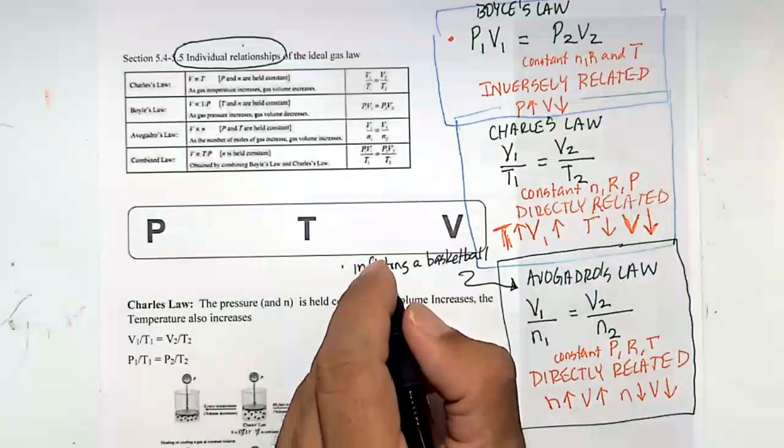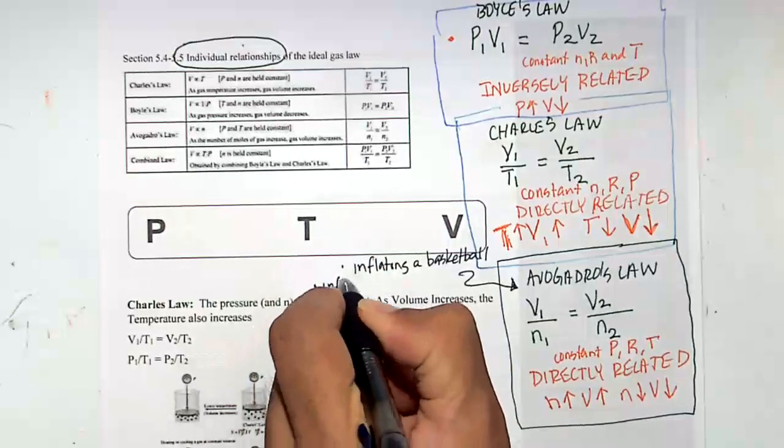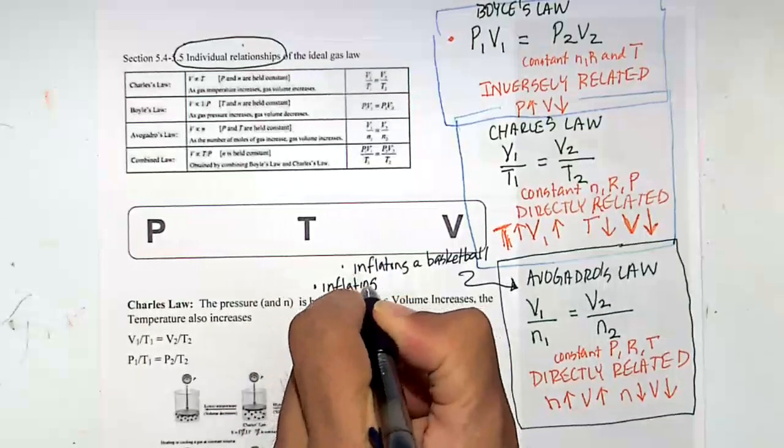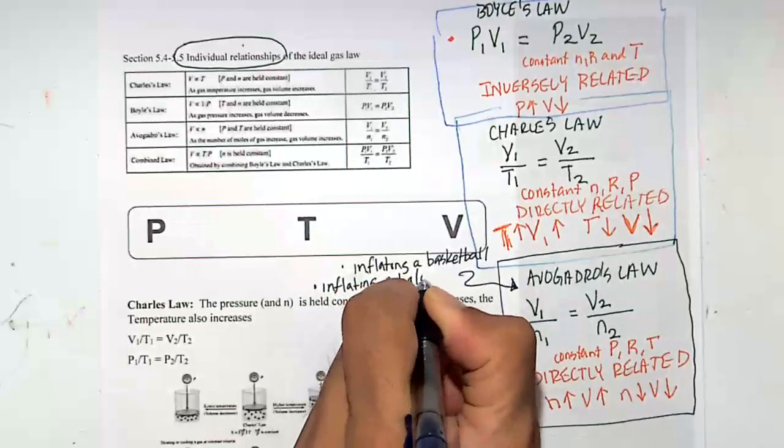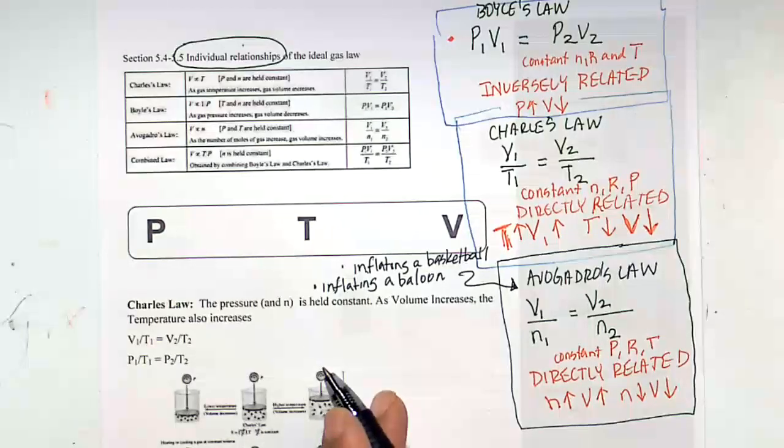Or, I don't know, pumping a bike tire or inflating a balloon. So these are all examples of Avogadro's law. Inflate or deflate.